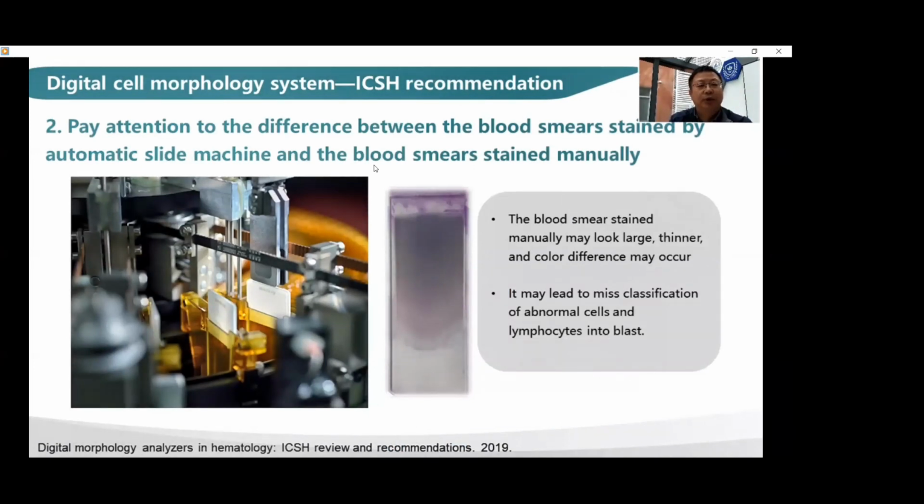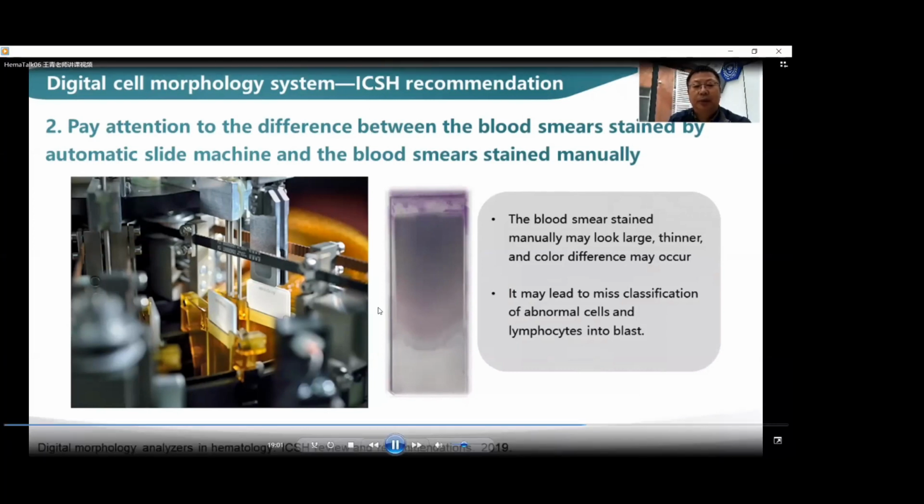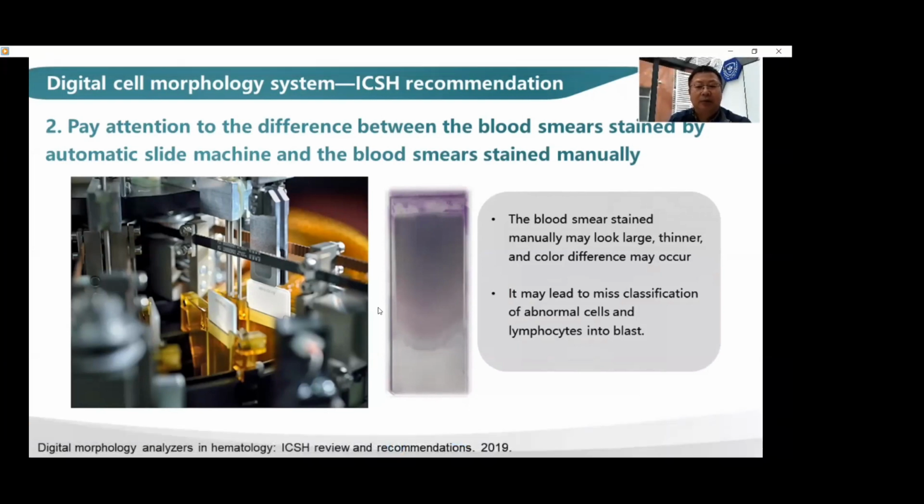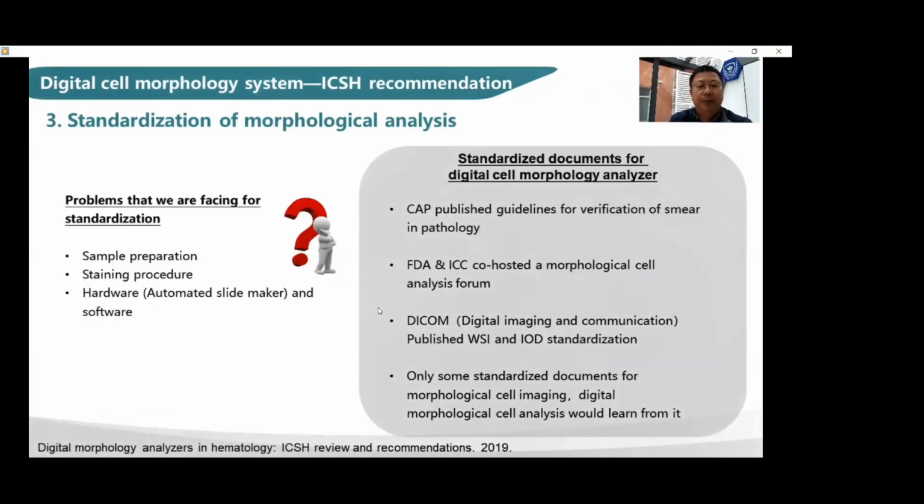At the same time, we need to pay more attention to the difference between the blood smear stained by an automatic slide machine and the blood smear stained manually. The blood smear stained manually may look larger, thinner, and the color difference may also occur. And it may also lead to misclassification of abnormal cells and lymphocytes into blasts. 和颜色的差异呢，可能导致细胞识别的不正确，进而导致原始细胞的假性偏高。 This is also an issue we may clearly notice in our practice.